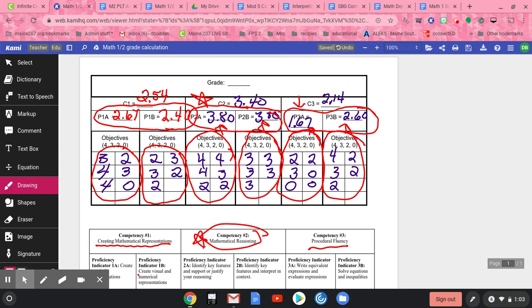To determine your overall grade, we're going to take these 3 competencies, add them up and divide by 3 to get an average score of, in this case, a 2.69.